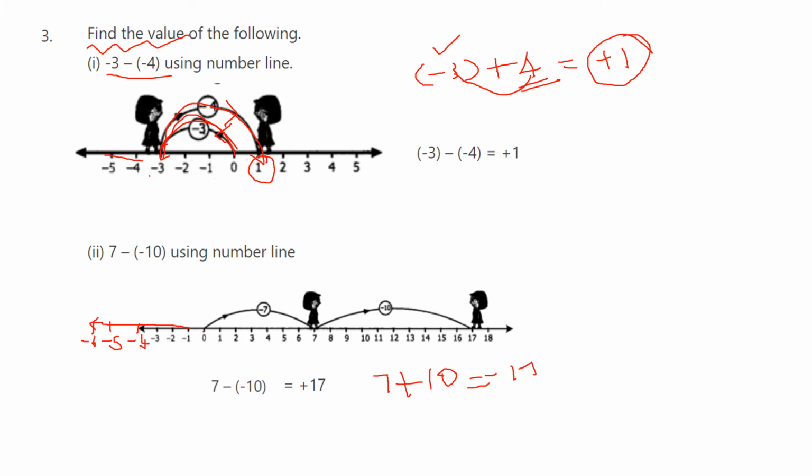So first we start with 7, which means 0 to 7, that is the right hand side, and after that our answer is 17, so 7 to 17 and put a circle. So here also write it: 7 plus 10 equal to 17.